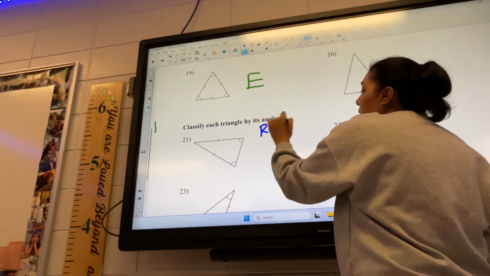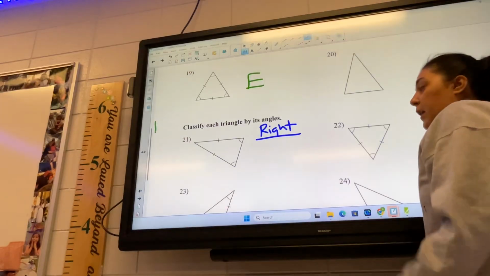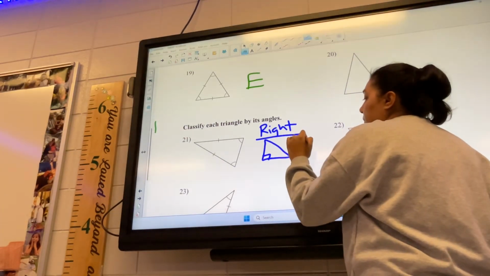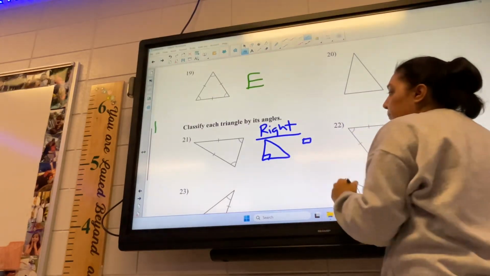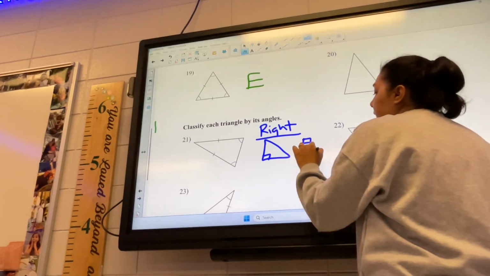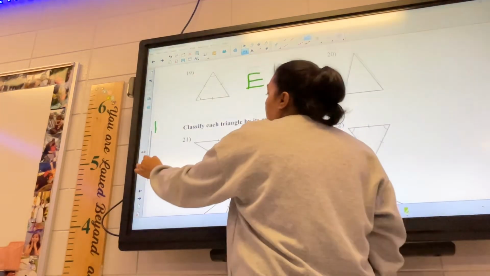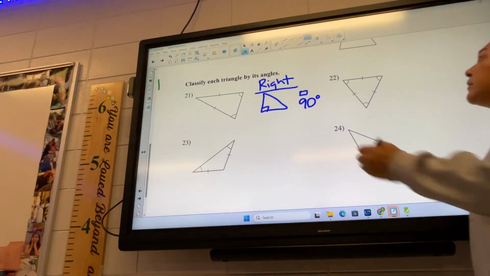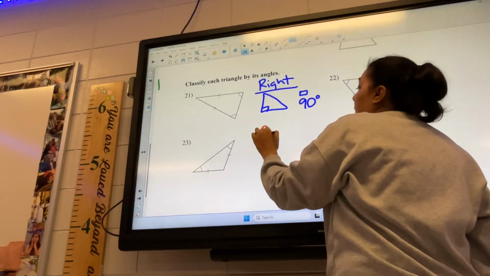By its angles. So the angles are, and you should probably know these, you have a right angle, and what does that show you? A 90 degrees one, right? It's going to have a square somewhere, okay, and so that is exactly 90 degrees. Who remembers, what's another name? Acute. Good job, Julie. Okay, acute.